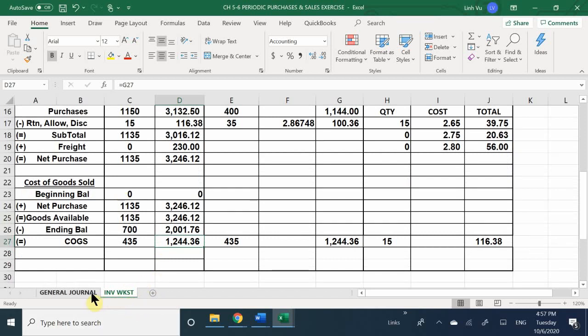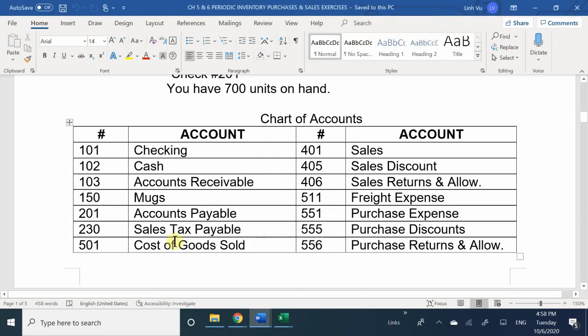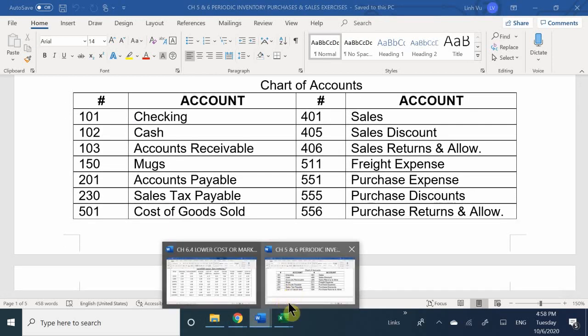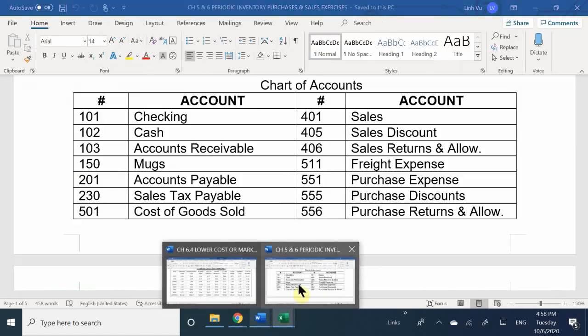With that being said, I need to extend the time about 5 minutes. So let's go ahead and journalize this last thing. What is my inventory item? We have cost of goods sold. Yes, good. We also need our inventory. What did we actually purchase? Mugs. Yes, good. My account number for cost of goods sold is going to be 501, and my inventory item for mugs is 150.